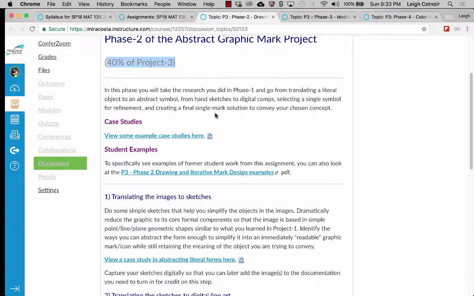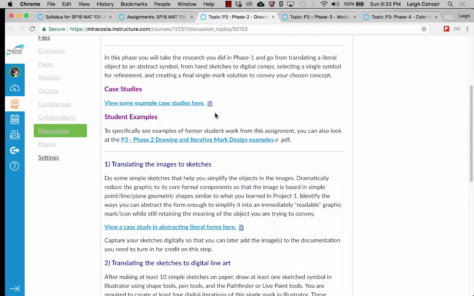All right, so if you want to start here, you'll see that you're going to base this off of the research you did in phase 1, where you did the mind mapping, right? And you're going to go from translating a literal object into an abstract symbol, from hand sketches to digital comps, and selecting a single symbol for refinement and creating a final single mark solution to convey your chosen concept.